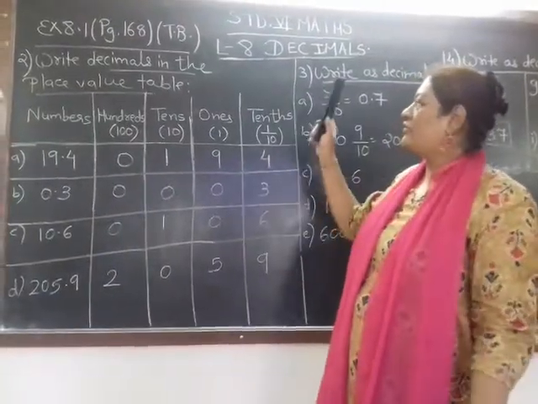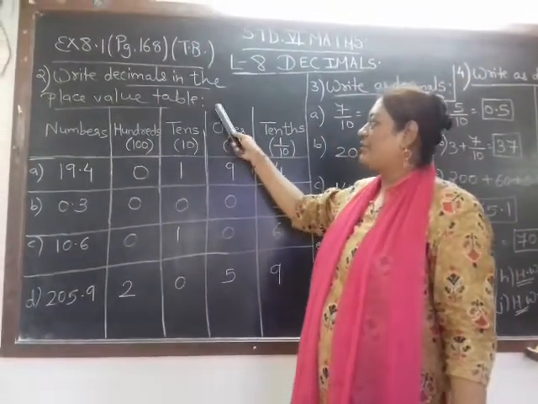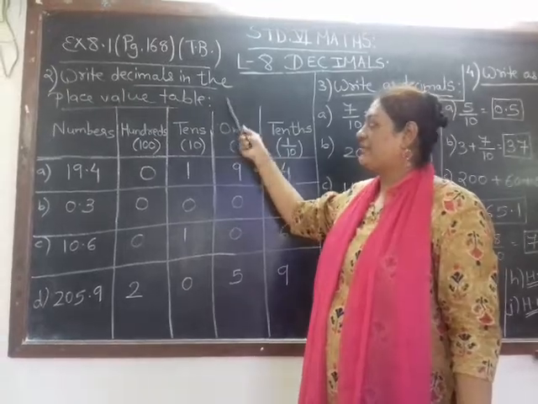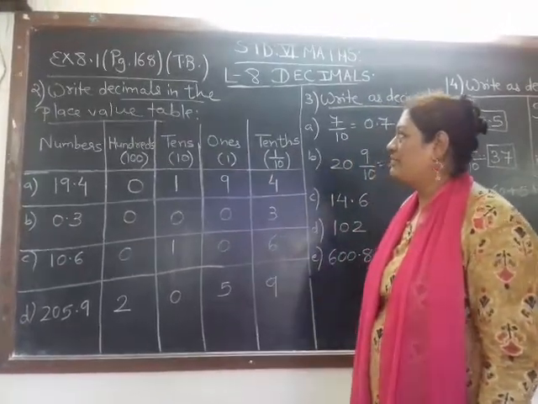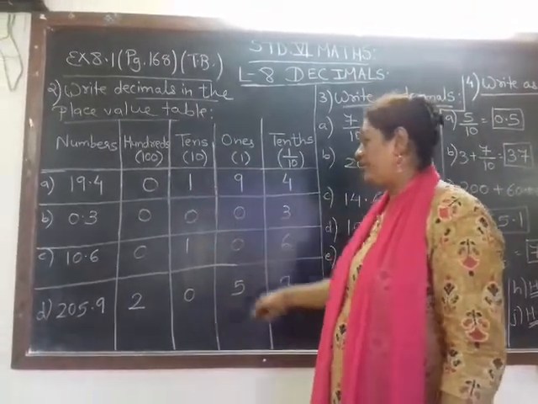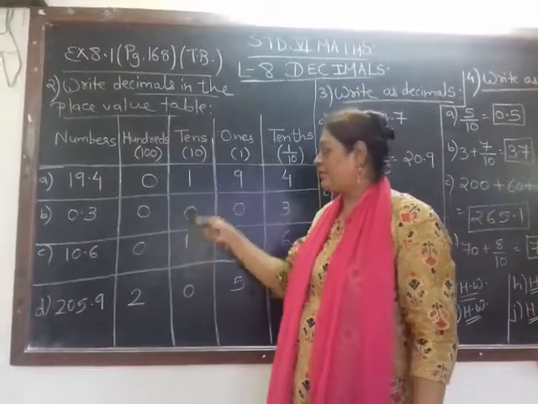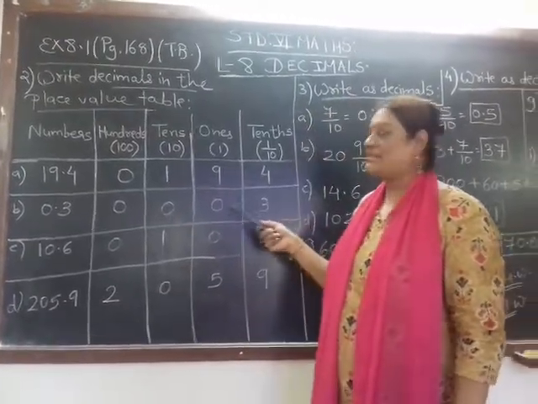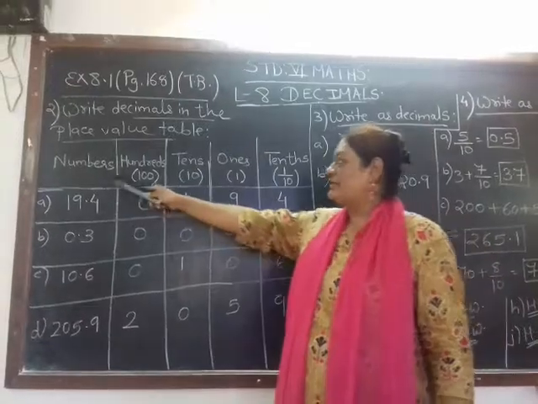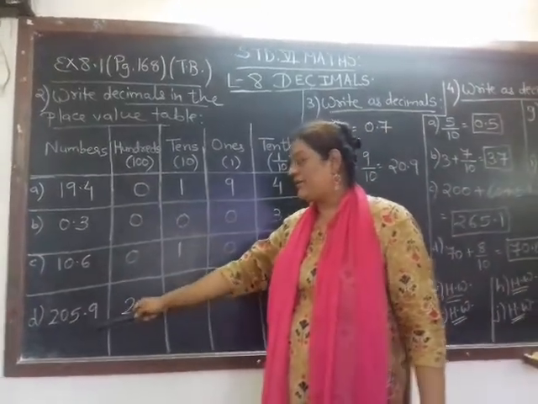Okay, children, moving on to exercise 8.1 of your textbook, page 168, question number 2. You have to write the decimals in the place value table. Whenever you have a place value table, you have to make the table in this form. These are the question numbers given in the textbook.